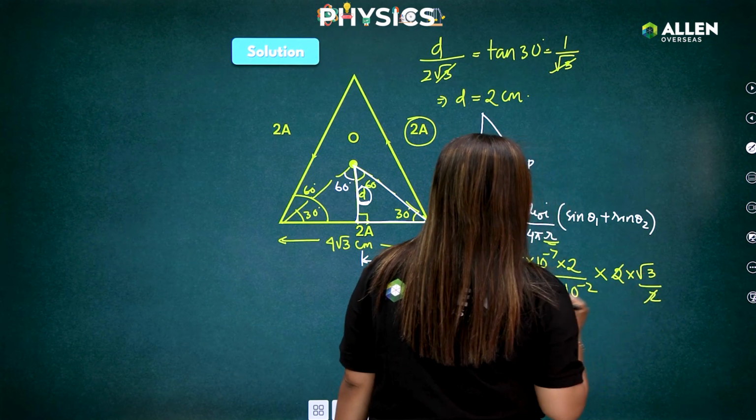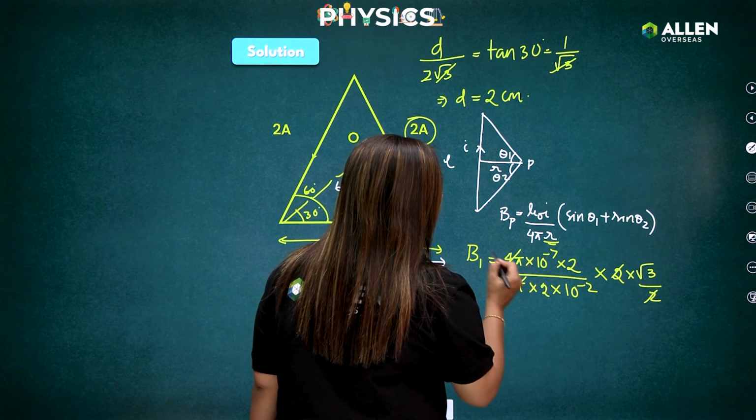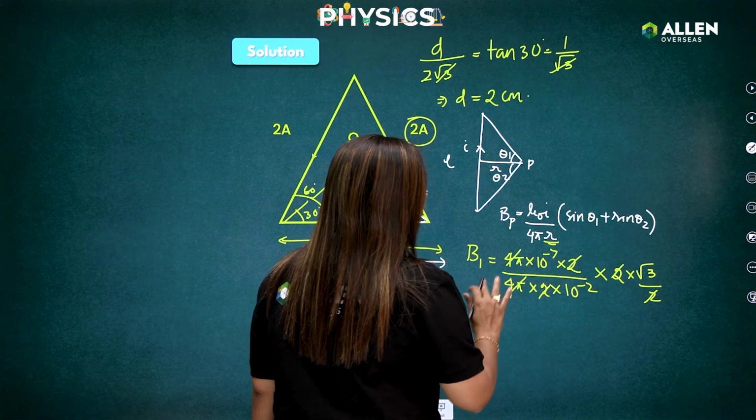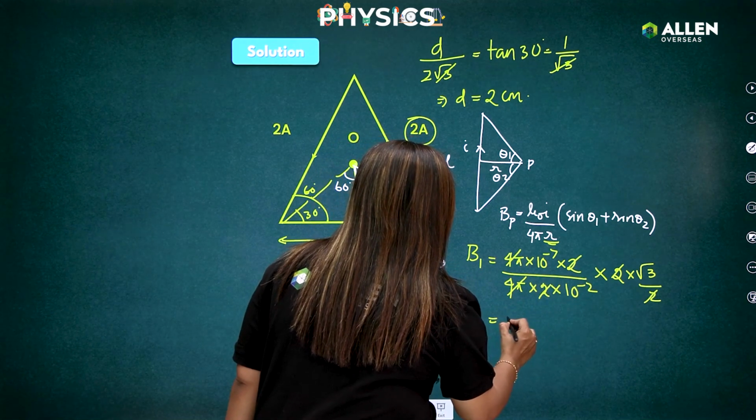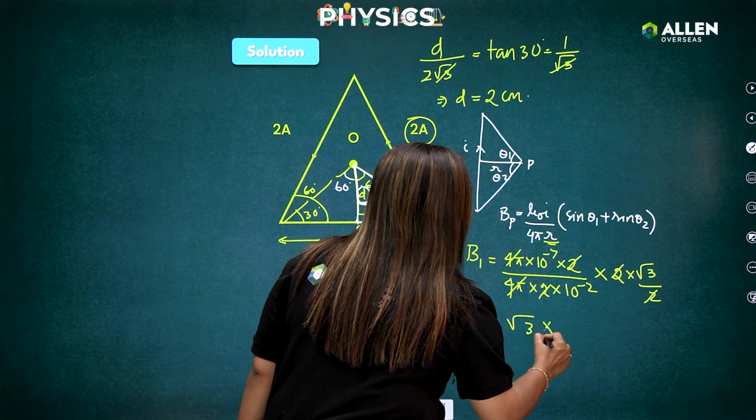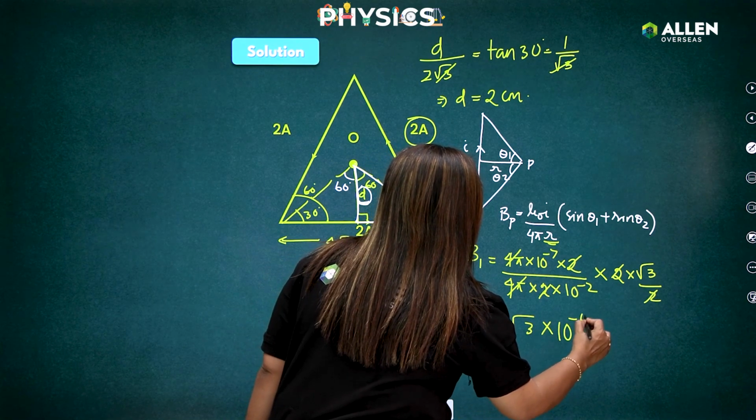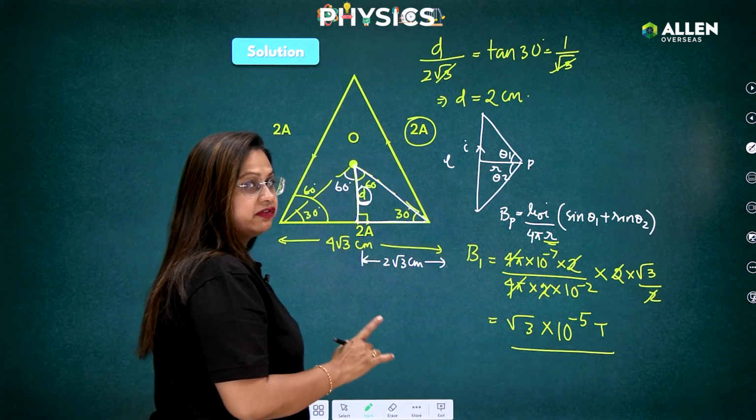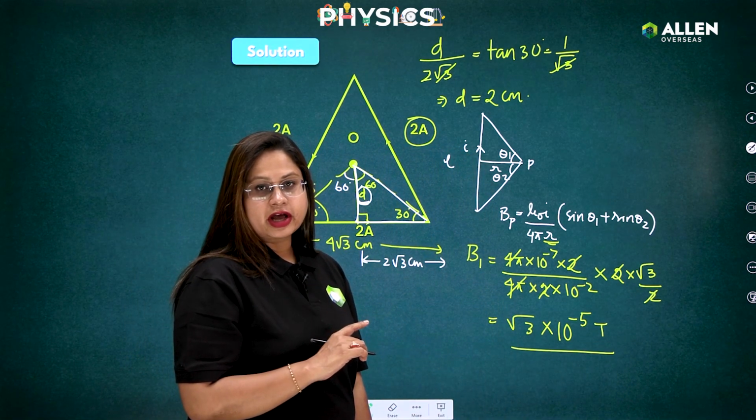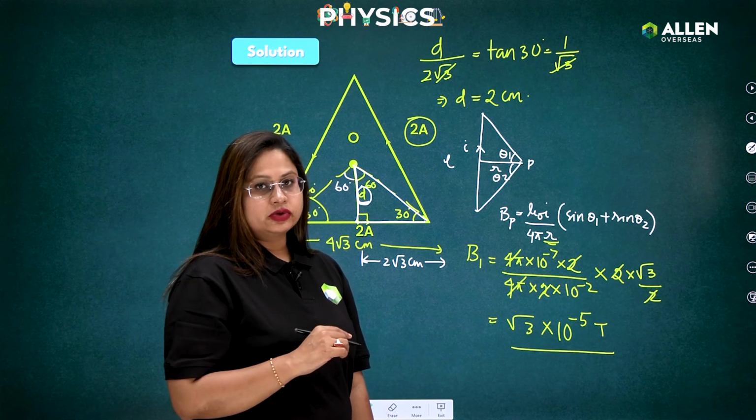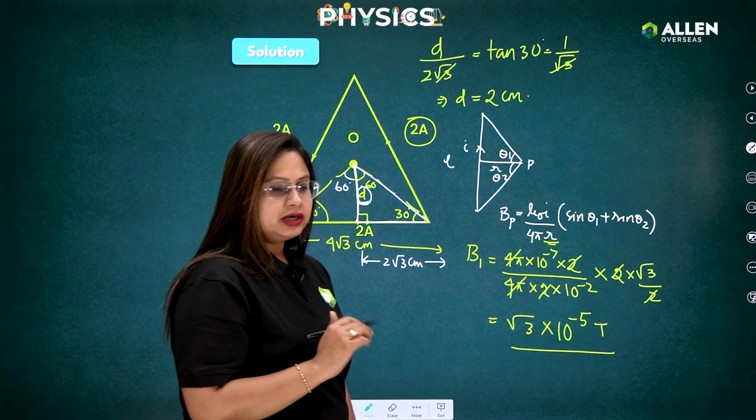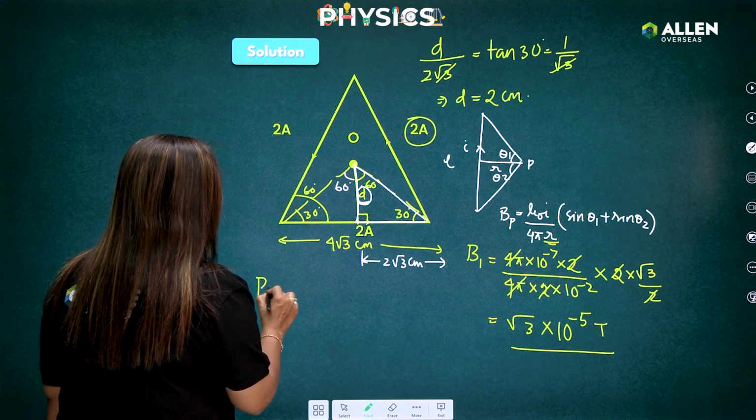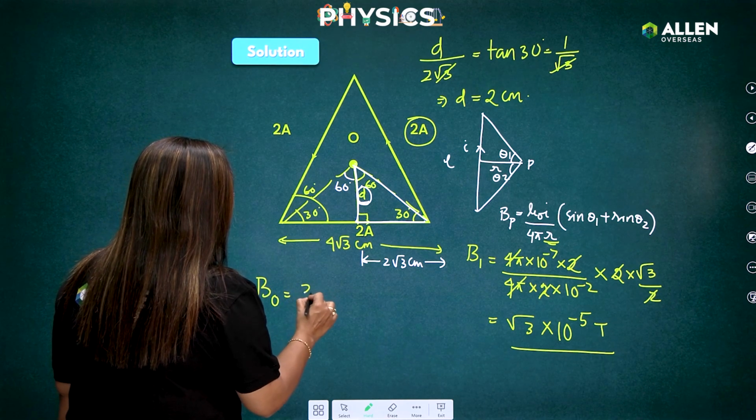So 2 and 2 are getting cancelled. Then 4 pi and 4 pi, 2 and 2, they all are getting cancelled. So what we are getting here is root 3 times 10 to the power minus 5 Tesla. But this is not the answer to our question. This is the magnetic field due to only one current carrying wire, and we are required to find out the net magnetic field.